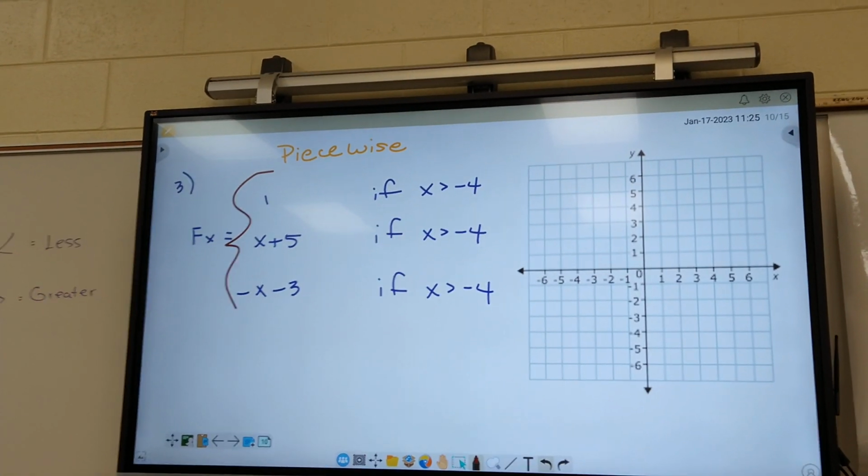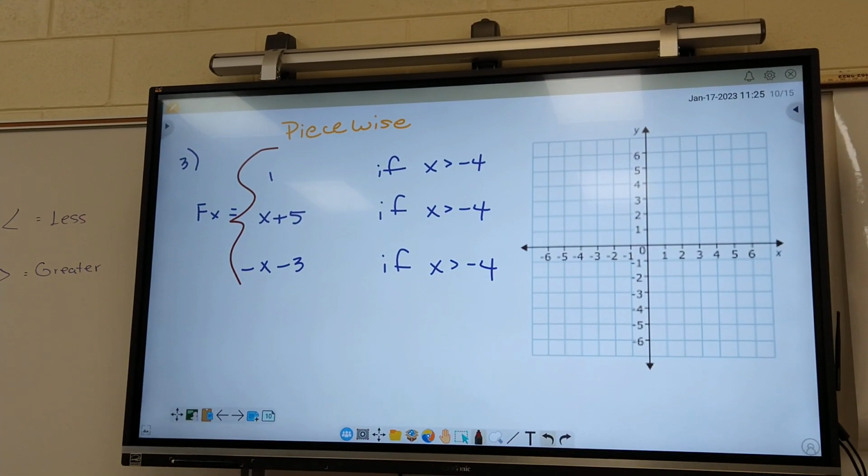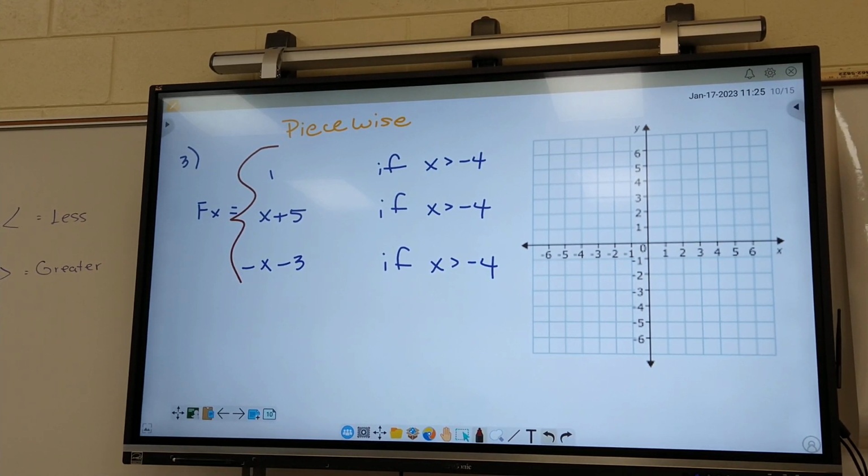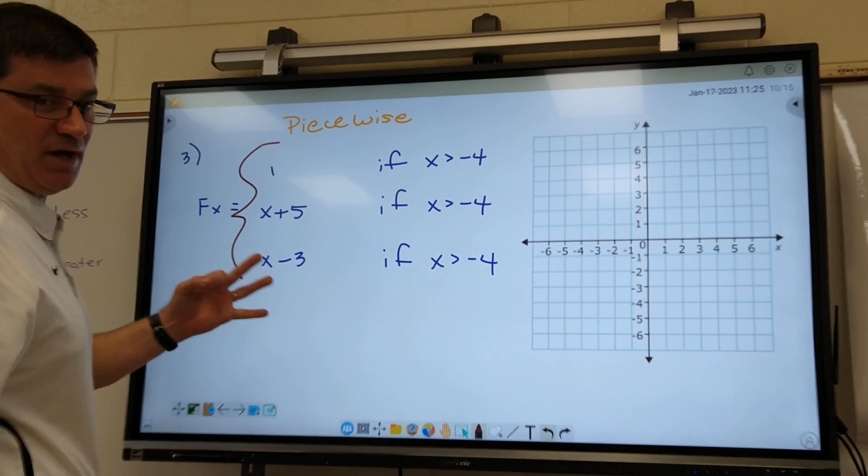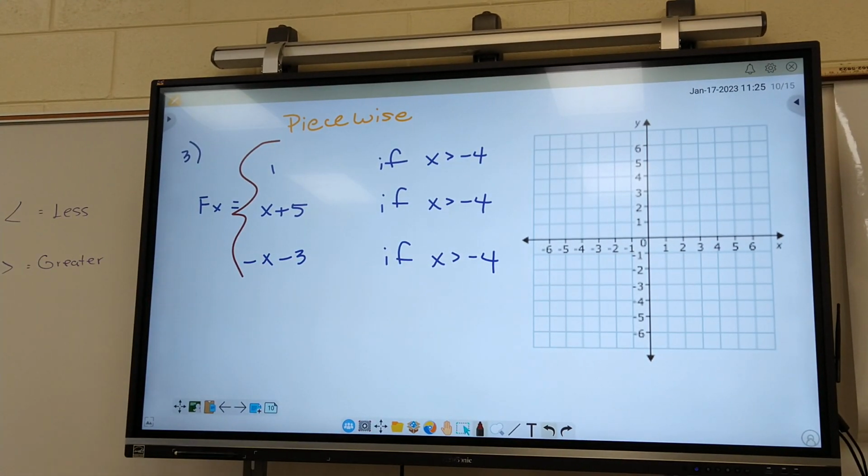All right, we're going to graph some piecewise functions. So what this means is, and we're not graphing the whole graph, we're just graphing a piece of it. All right, so let's start. We're going to start on number 3. I think it's a little easier than starting on number 1. So let's go down to number 3.